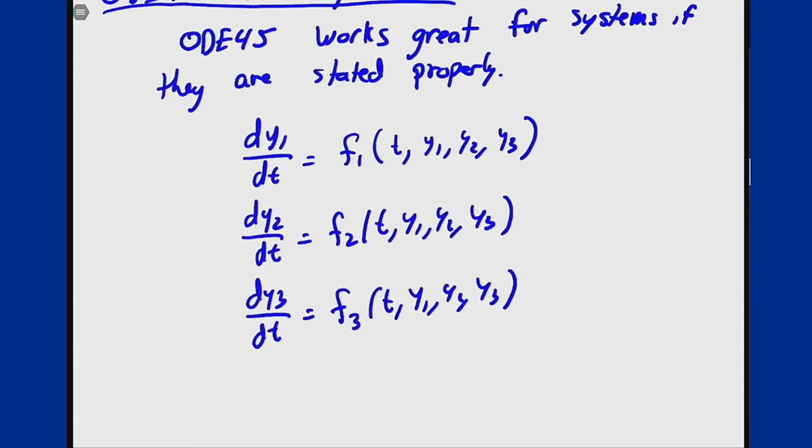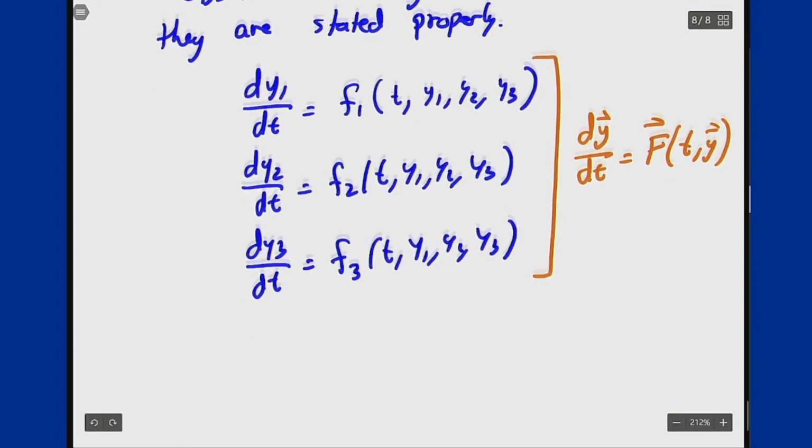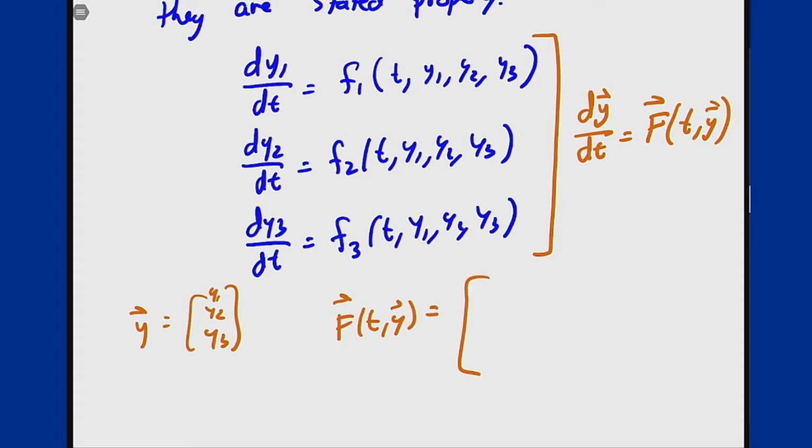Now we want to represent this as a single object, which we can do if we think of everything as vectors. So I can rewrite this in the form dy vector/dt is some function f vector of t and y vector, where this y vector is y1, y2, y3, and this f vector of t and y vector should give me these 3 functions stacked on top of each other.